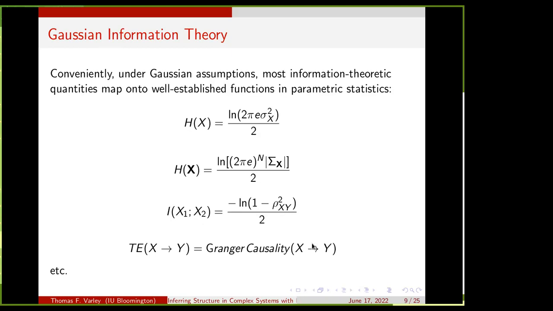Okay, so all of these are very simple and typically boil down to just calculating covariance matrices or summary statistics like the Pearson correlation, which computers can do very, very quickly. So that makes a lot of the computational demands of this a lot easier by assuming everything is Gaussian.